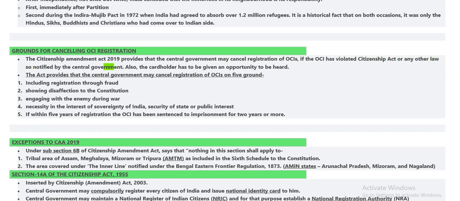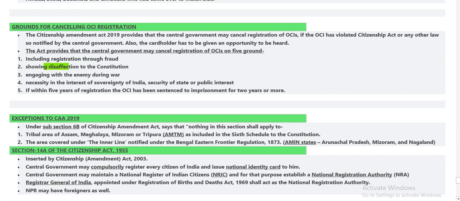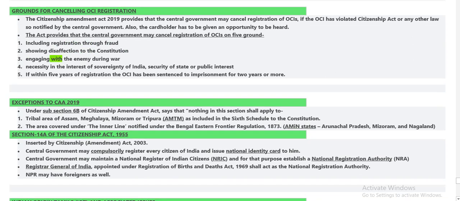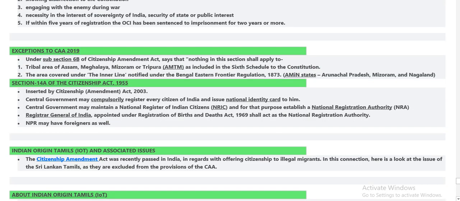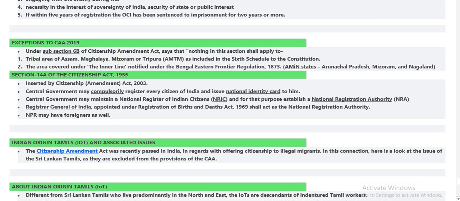Grounds for cancelling OCI registration. The Citizenship Amendment Act 2019 provides that the central government may cancel registration of OCIs if the OCI has violated the Citizenship Act or any other law so notified by the central government. Also, the cardholder has to be given an opportunity to be heard. The Act provides that the central government may cancel registration of OCIs on 5 grounds including registration through fraud, showing disaffection to the Constitution, engaging with the enemy during war, necessity in the interest of sovereignty of India, security of state or public interest, or if within 5 years of registration the OCI has been sentenced to imprisonment for 2 years or more.